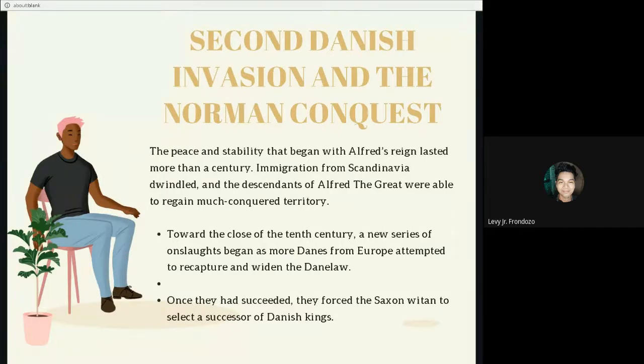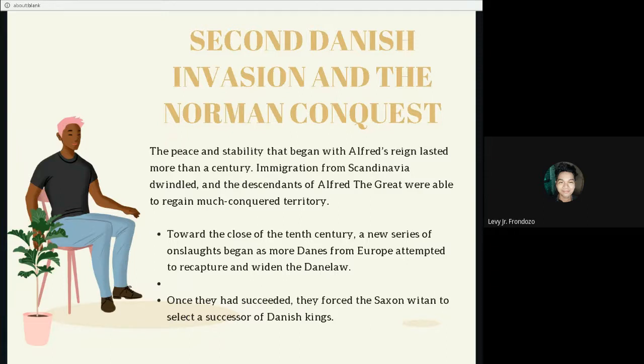Immigration from Scandinavia dwindled, and the descendants of Alfred the Great were able to regain much conquered territory. Toward the close of the 10th century, however, a new series of onslaughts began as more Danes from Europe attempted to recapture and widen the Danelaw. So the Danelaw is the town or community. Once they had succeeded, they forced the Saxon Witan to select a succession of Danish kings.